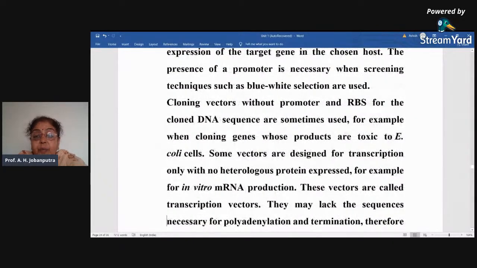Cloning vectors without promoters or ribosome binding sites for cloned DNA segments are sometimes used. For example, cloned genes that produce some toxic substances. There also we can make use of such types of vectors. Some vectors are designed for transcription only, with no heterologous proteins expressed. So here transcription of only the gene of interest will take place.